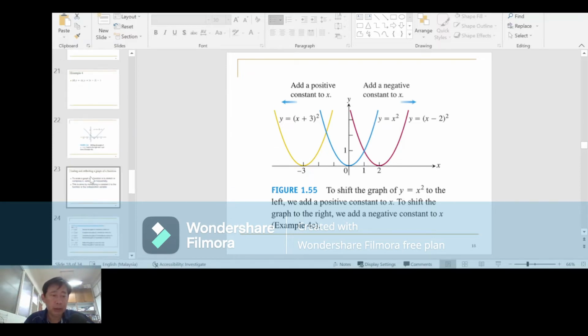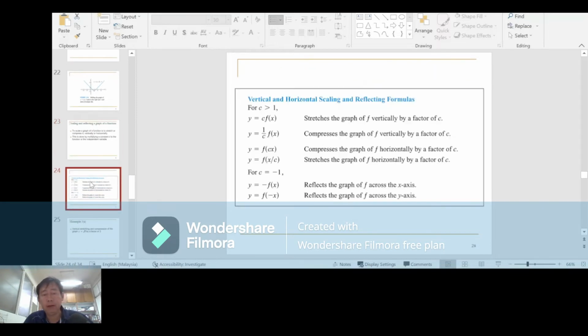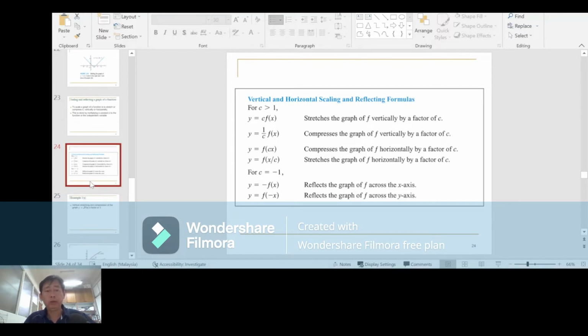In this topic, we are going to talk about a different type of transformation, which is not translation. So here we are going to talk about how to compress the graph horizontally. You can also compress or stretch the graph vertically. In these operations, the shape of the graph in general will become different after you compress or stretch the graph either horizontally or vertically.